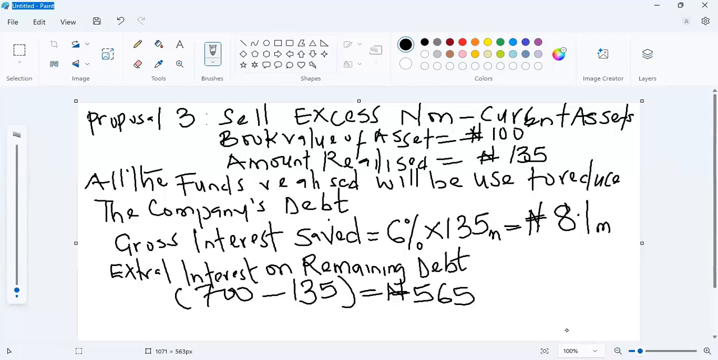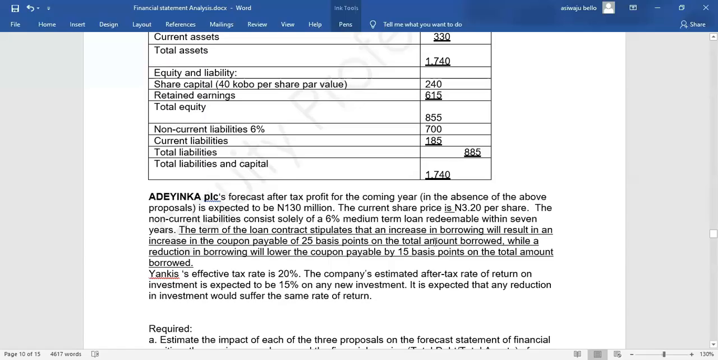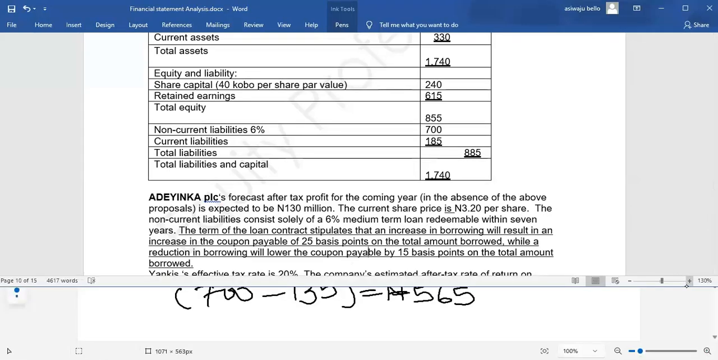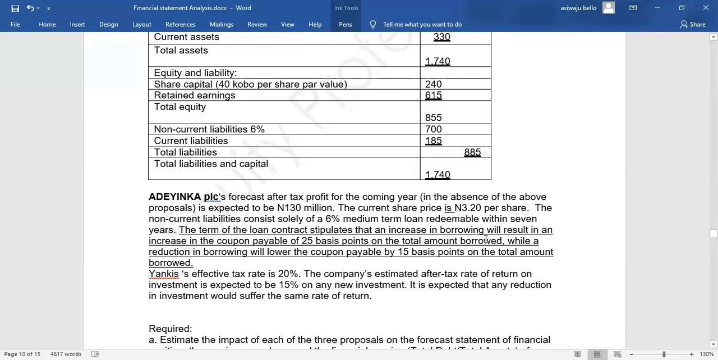Okay. Now let's go back to the question. What is the term of the loan contract? Look at this paragraph, please. The terms of the loan contract stipulate that any increase in borrowing will result in an increase in the coupon payable of 25 basis points on the total amount borrowed, while a reduction in borrowing, now, we have done reduction in borrowing, we lower the coupon payable by 15 basis points.